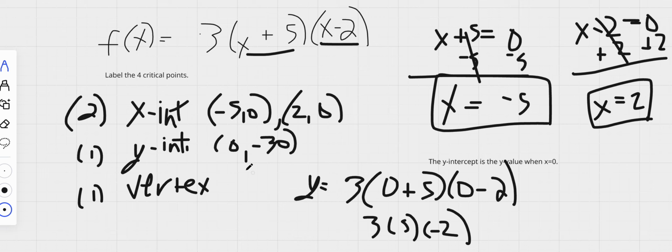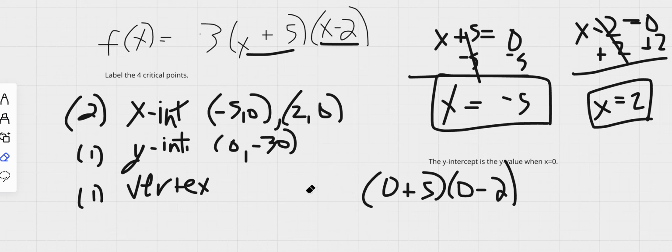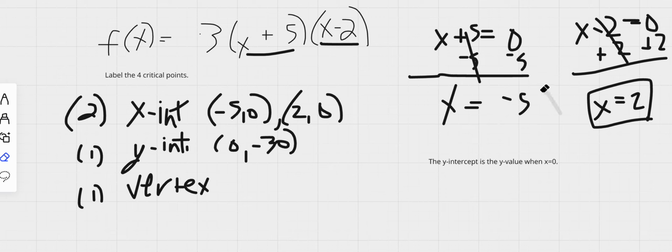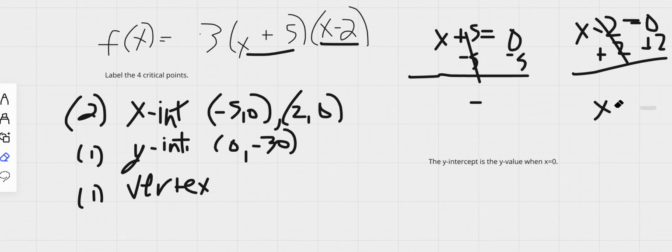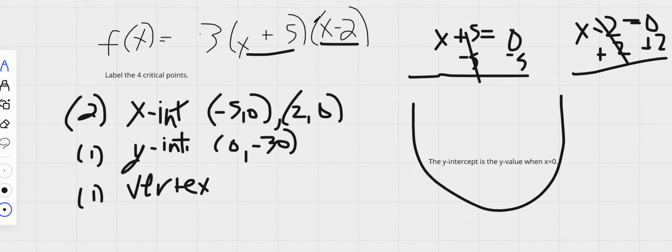Now our vertex, a little bit trickier, but not too tough. Okay. The vertex. Well, if we have our x-intercepts, then we know it's a parabola, right? Because you have 2 x's. When you multiply them, they're going to get squared. So you have sort of a parabola.